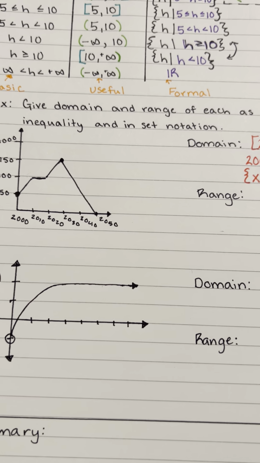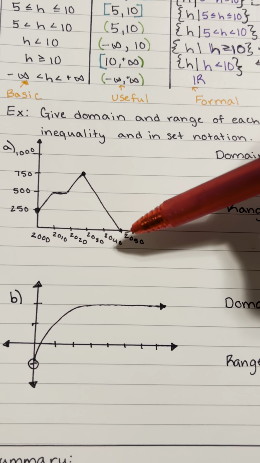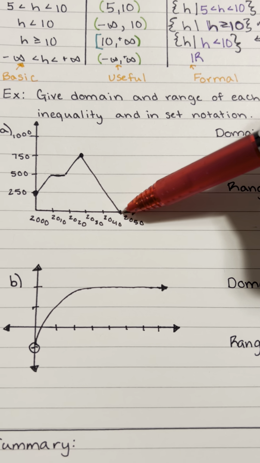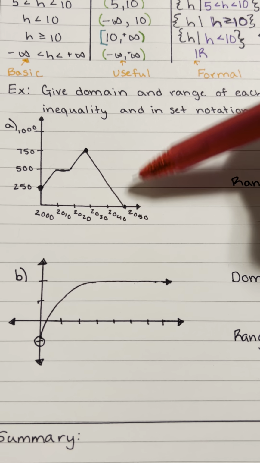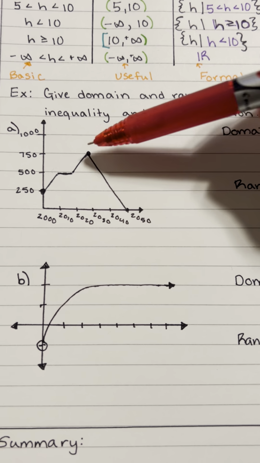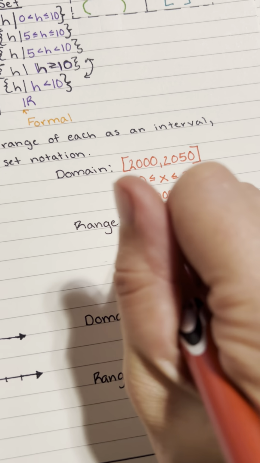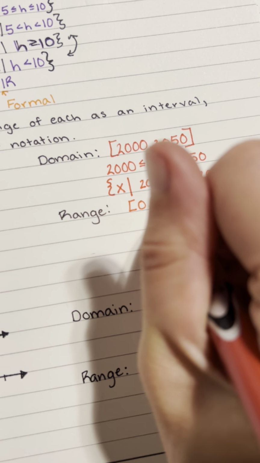Now we need to talk about the range. And the range is different. The range is looking at all the possible Y values. So look, this function goes from 0 on the Y-axis to 750 on the Y-axis. That's the highest point. So the lowest point is 0, highest point is 750. And both of them are closed circles. So that means when I write the range, I'm going to write the interval from 0 to 750.